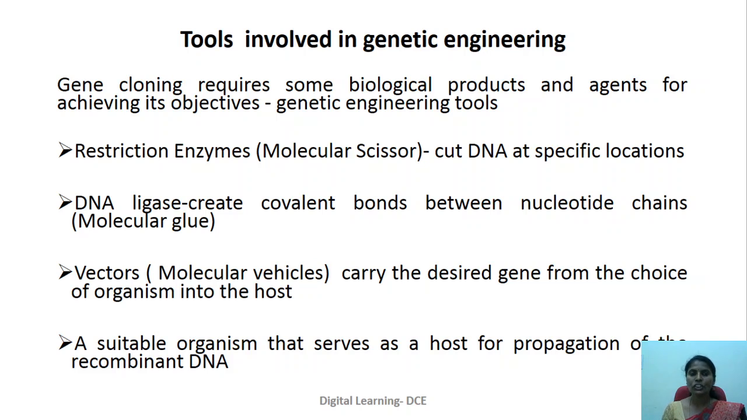First one, restriction enzymes, which are commonly called as molecular scissors, cut DNA at specific locations. Second one, DNA ligase, which are popularly known as molecular glue, which create covalent bonds between nucleotide chains. Third important tool is vector, which are popularly known as molecular vehicles. They carry the desired gene from the choice of organism into the host. And fourth important tool is a suitable organism that serves as a host for propagation of the recombinant DNA.